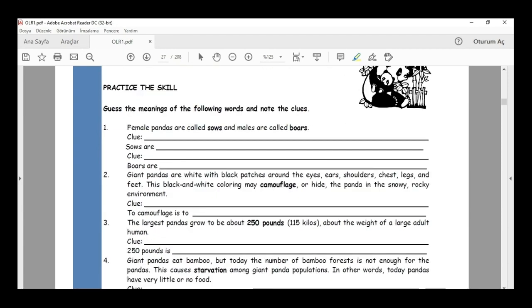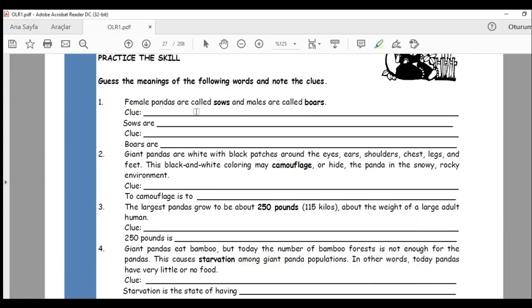Okay, now you practice the skill on your own. Female pandas are called sows and males are called boars. Let's take a look at these two words. Look at our clue here. Are called. So obviously sows are female pandas and boars are male pandas.